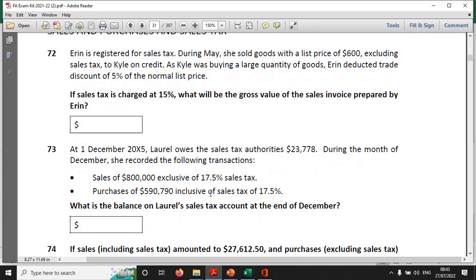But let us proceed. 73, at 1st December, X5. Are you there? Yes, 73. L'Oreal owes the sales tax authorities how much? 23. During the month of December, she recorded the following transactions. On sales, we get what type of tax? Output tax. Then on purchases, we get what type of tax? Input tax. The question is, what is the balance on L'Oreal's tax account at the end of December?